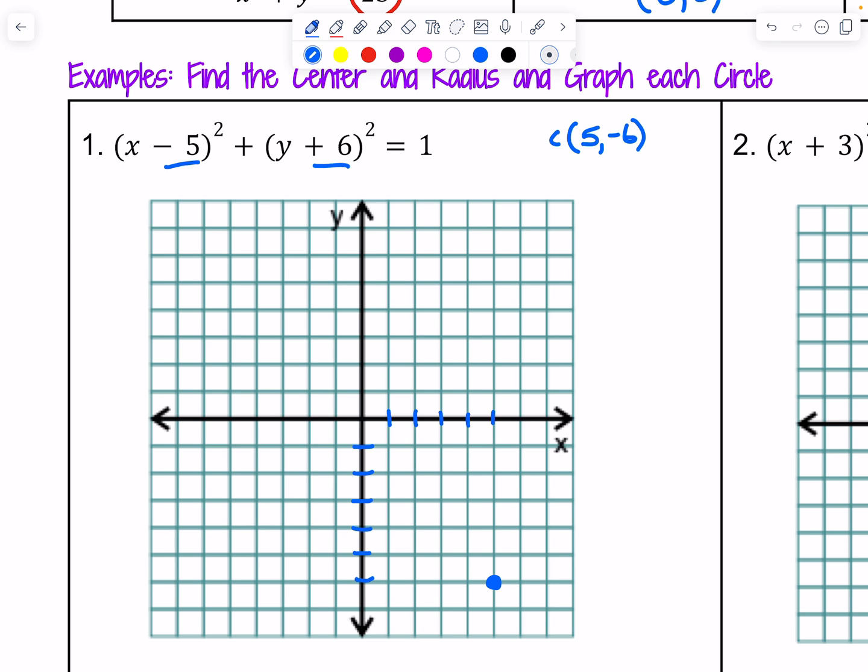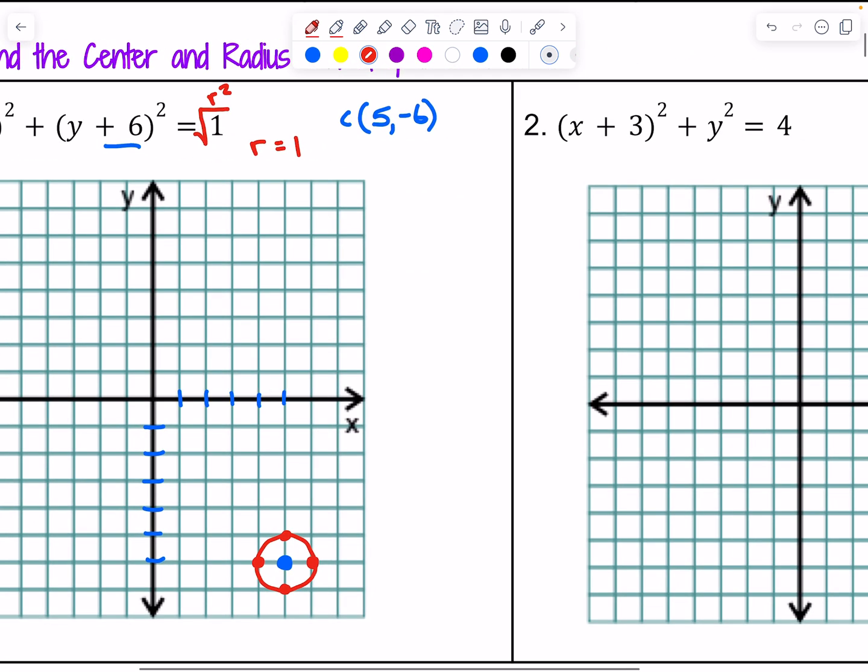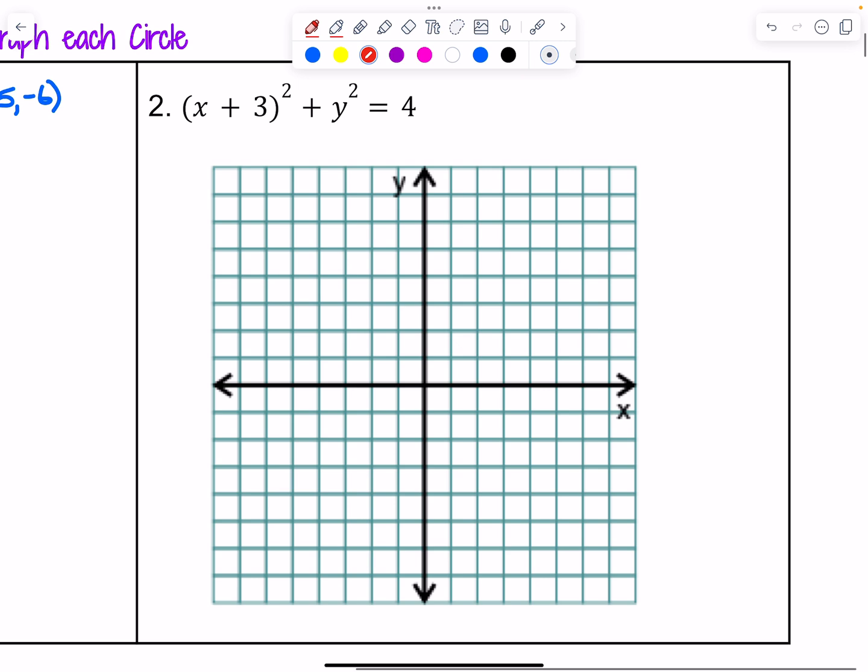Then our radius comes from 1. But remember, that's like r squared in standard form. So we need to take the square root of 1, which gives us a radius equal to 1, because the square root of 1 is still just 1. From your center point, you plot 1 unit to the right, 1 to the left, 1 up, and 1 down. That helps you sketch a little circle with a radius of 1 and a center point at (5, -6).